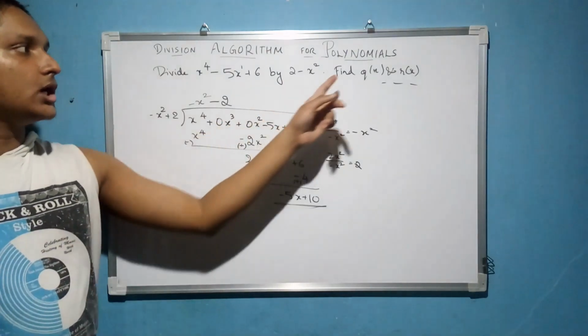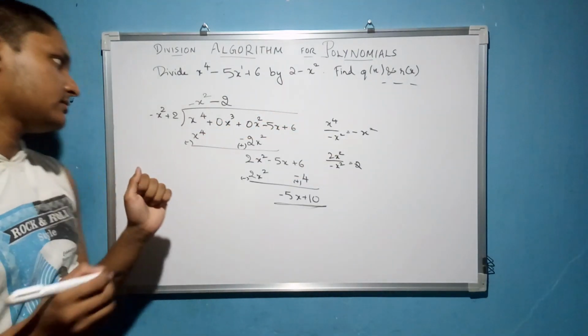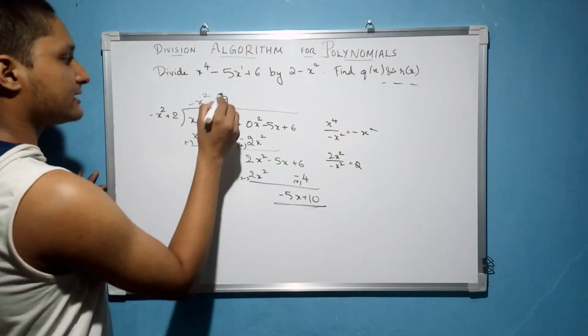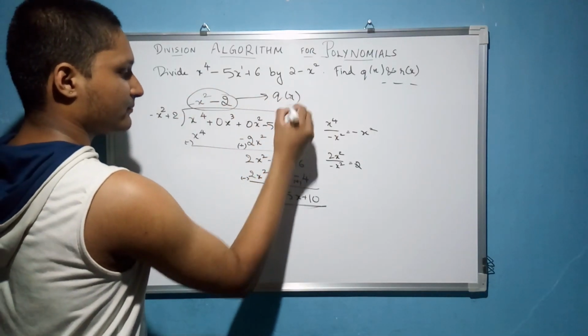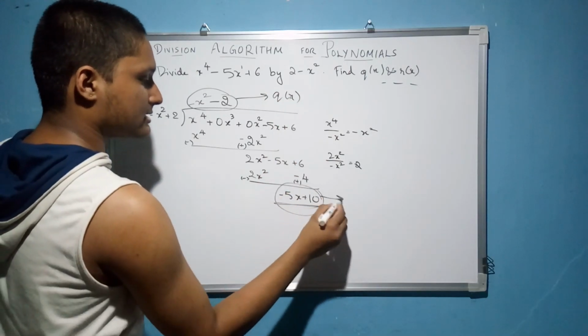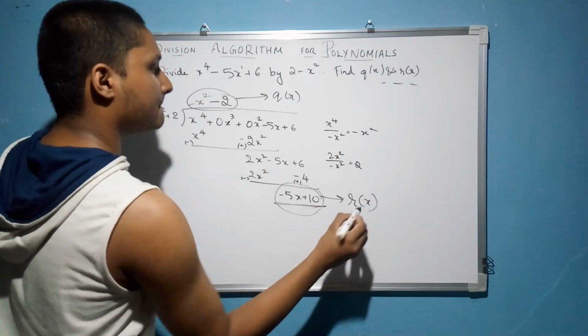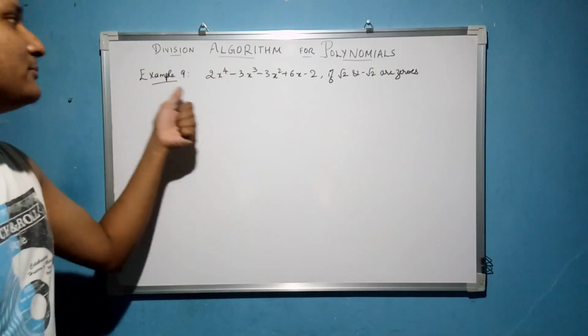So I need to find q of x and r of x. So what are the terms q of x and r of x? This is the q of x term, this is the q of x term, and this is the r of x term. That's it.